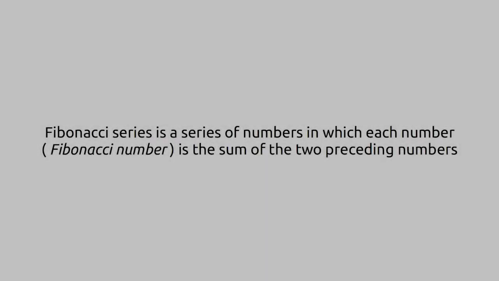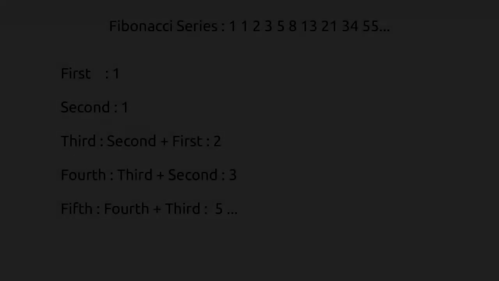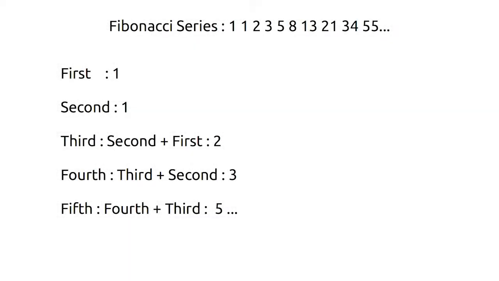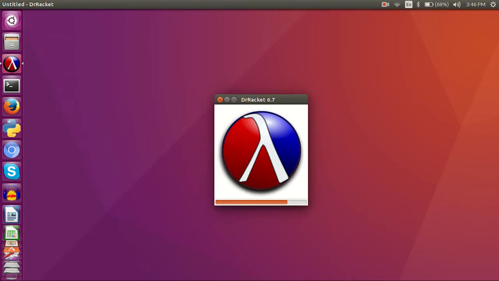What is Fibonacci series? Fibonacci series is a series of numbers in which each number, Fibonacci number, is the sum of the two preceding numbers. Fibonacci series first number is 1, second number is also 1, third number is second plus first, which is 2, fourth number is third plus second, which is 3, fifth number is fourth plus third, which is 5, and so on.